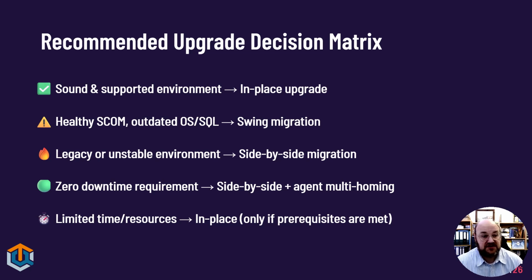If you have a zero or low downtime requirement, you can look at side-by-side and multi-homing your agents, because the old system will still be running, and as long as people are still looking at that console, everything will be the same for them. Limited time or resources, then you can again look at an in-place upgrade because it is the fastest, assuming your prerequisites are met. So if they are met, you can move forward in that.